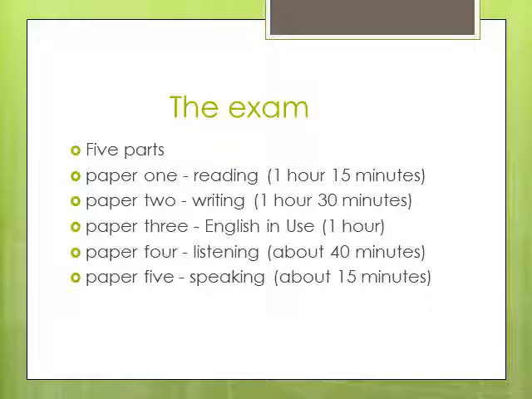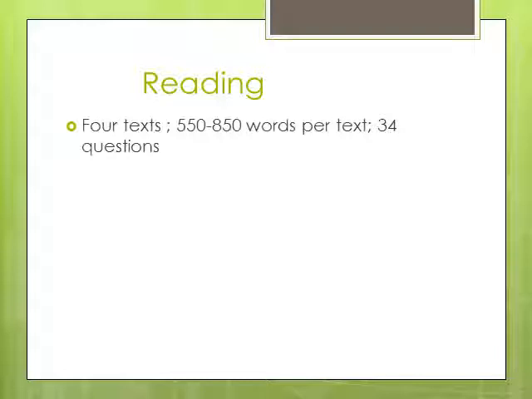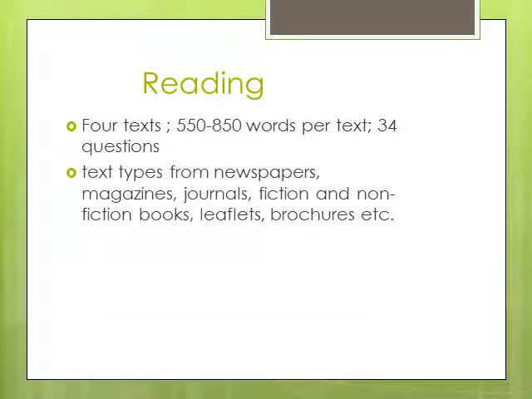Okay, well, what happens in each bit? Well, in reading, paper 1, there are 4 texts that you have to look at. You have 550 to 850 words per text, and there are 34 questions. Now that might seem a lot to do in 1 hour and 15 minutes, but it's actually quite achievable. Where we say 4 texts, we mean 4 questions, and in fact you can have smaller texts within those. The texts themselves come from newspapers, magazines, journals, fiction and non-fiction books, leaflets, brochures, and things like that. And they haven't been modified at all or very much, so you're looking at genuine language.